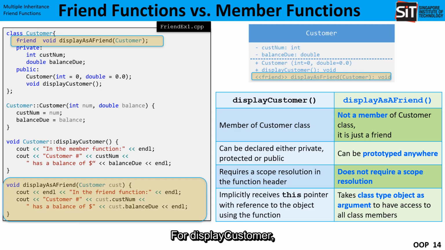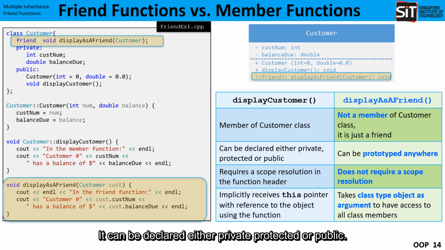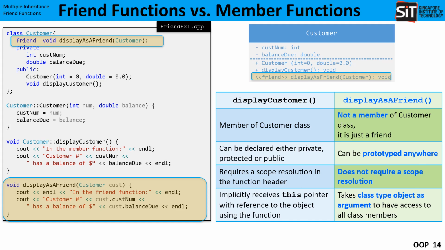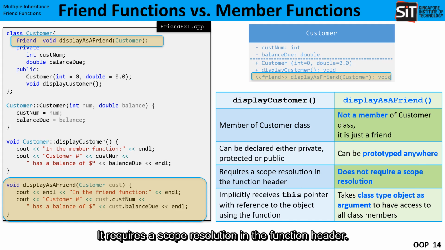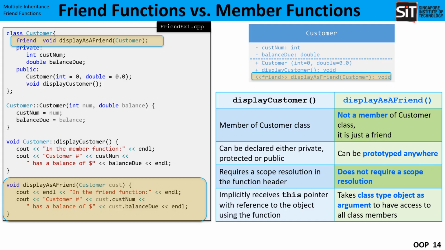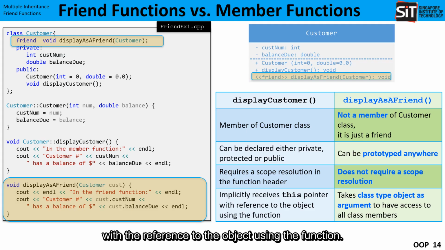For display customer, it is a member of the customer class. It can be declared either private, protected, or public. It requires a scope resolution in the function header. Implicitly, it receives the this pointer, with the reference to the object using the function.